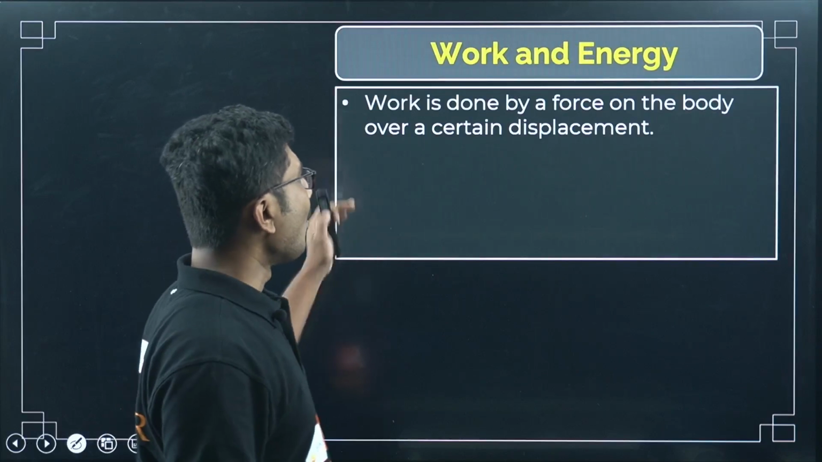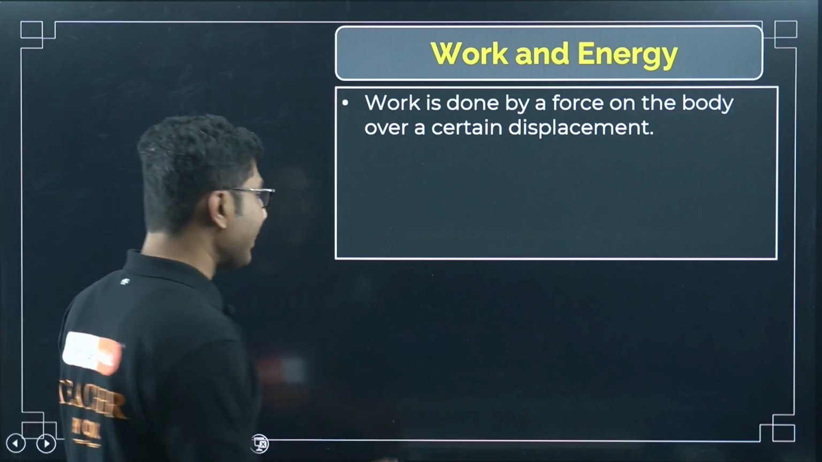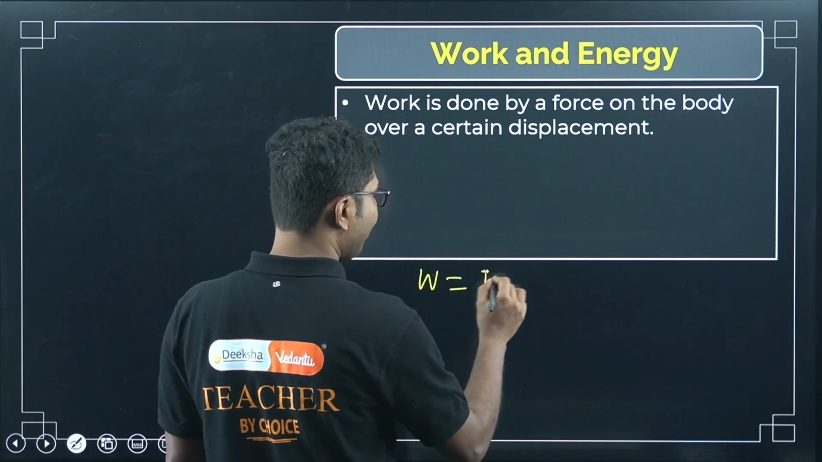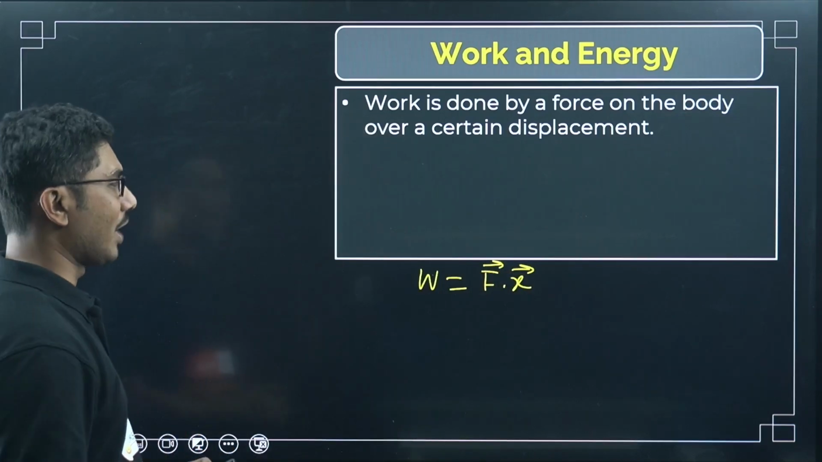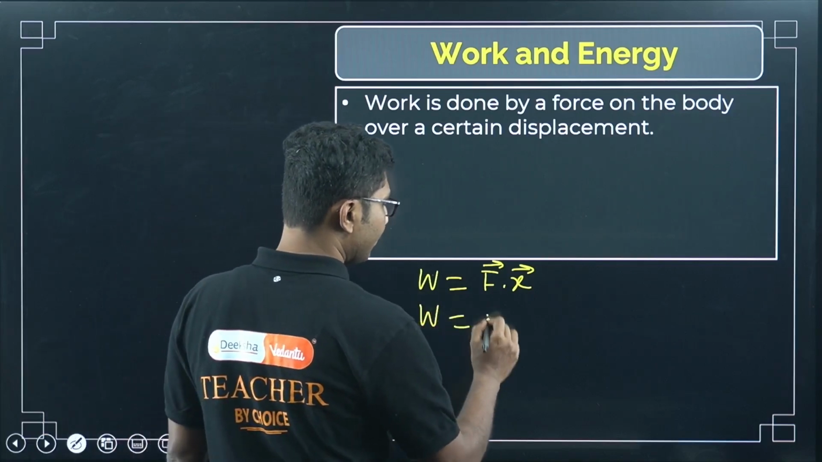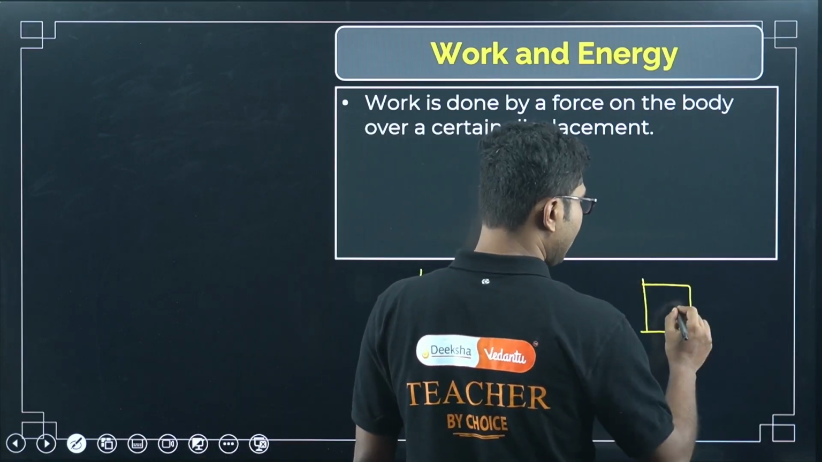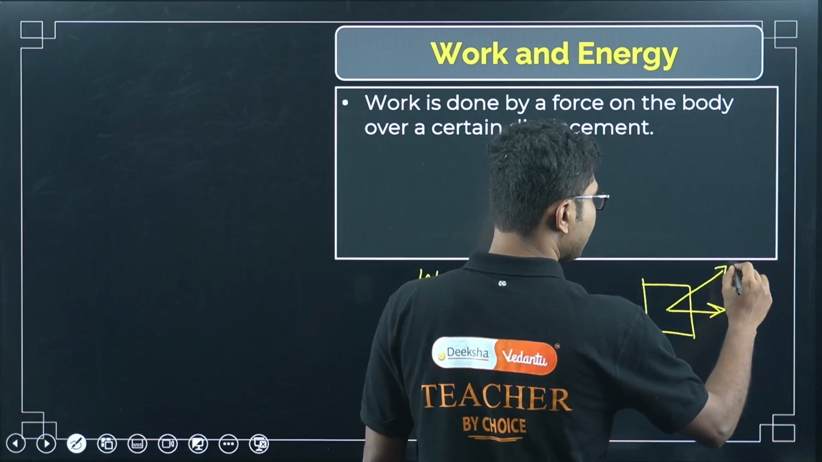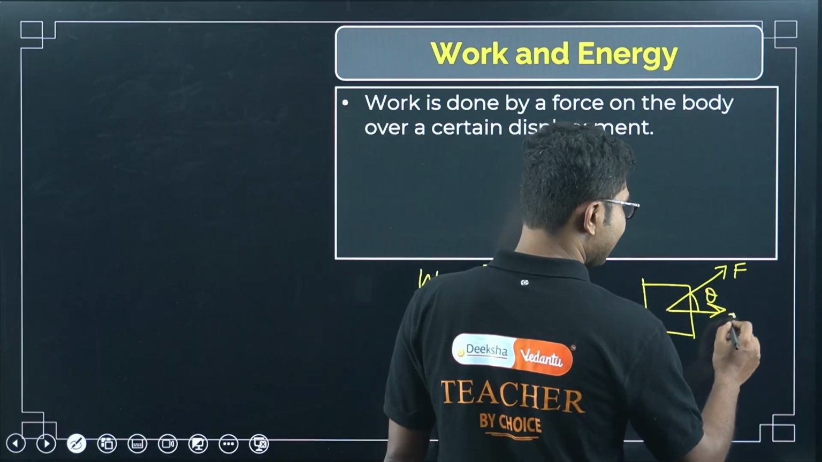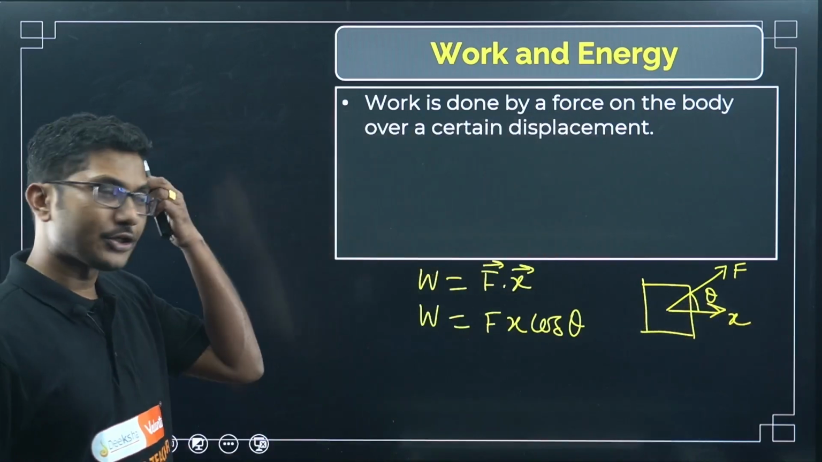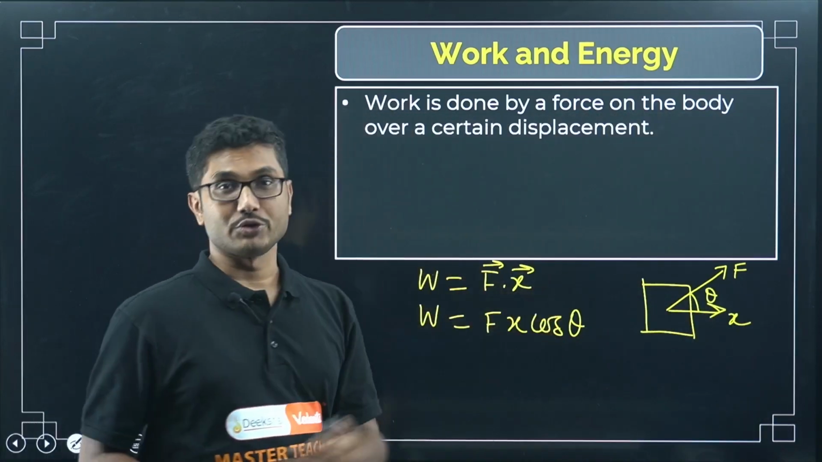So what is work? Work is done by a force on the body over a certain displacement. If I have to say it in a mathematical way, work is given by F dot x. If you are writing in terms of vectors, then F dot x is the work. Sometimes we write it as Fx cos theta. Suppose I have an object moving in this direction and I am applying a force in this direction, then the angle between them is theta and displacement is happening along this direction. So Fx cos theta basically gives you the projection along the displacement, that is, the work done in the direction of motion.